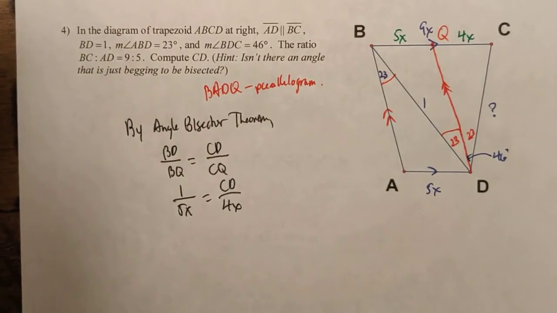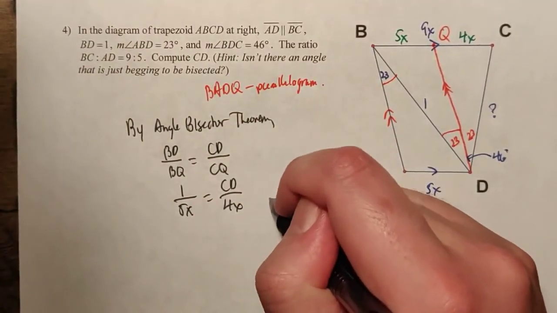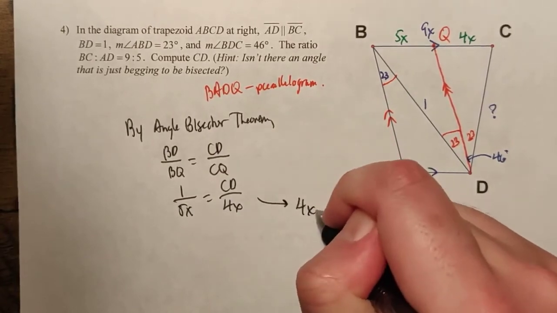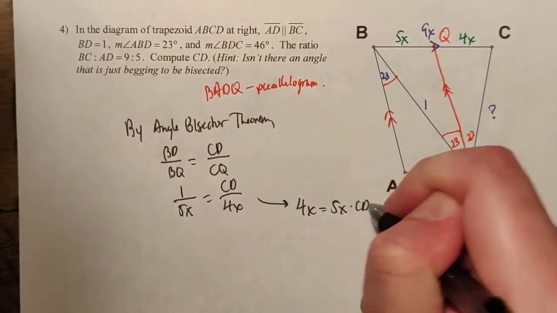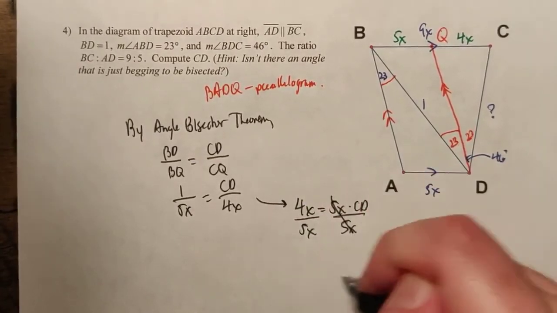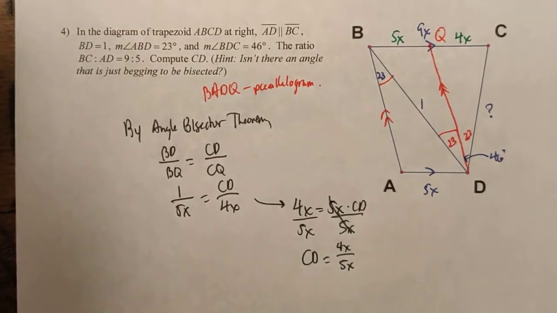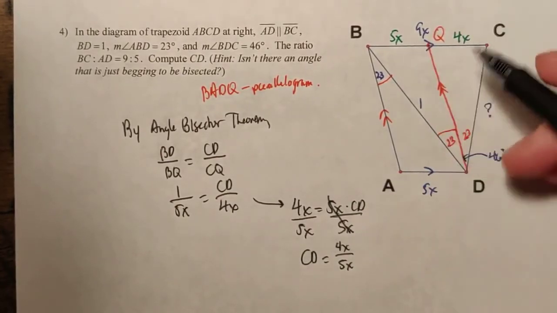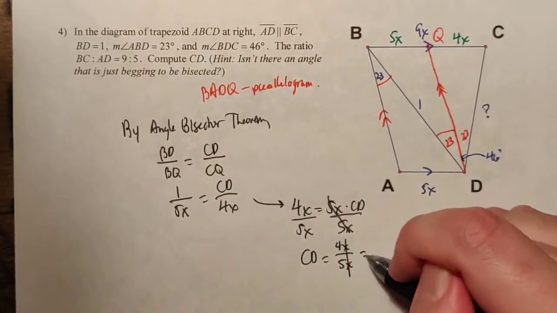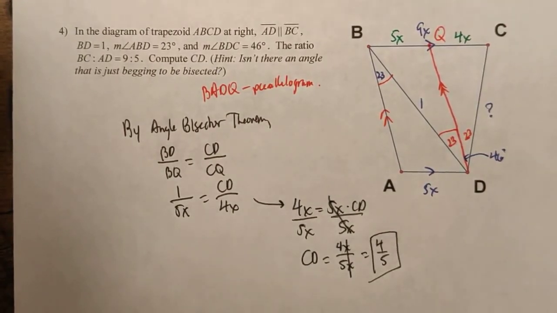Oh, that's nice. So we can just solve for CD now. So in this situation, we can cross multiply, right? Or product of means equals product of extremes. We get 4x is equal to 5x times CD here. So to get CD, I just divide by 5x on both sides. This goes away, and we're left with CD is equal to 4x over 5x. But wait a minute, the x's drop out because these are not zero. These are non-zero multipliers. So the CD, therefore, has a length of 4/5.